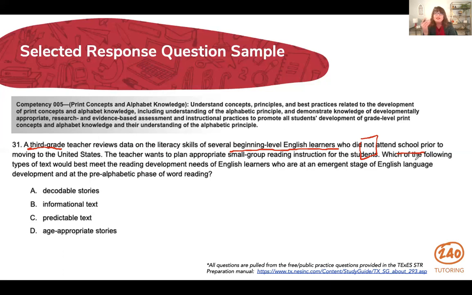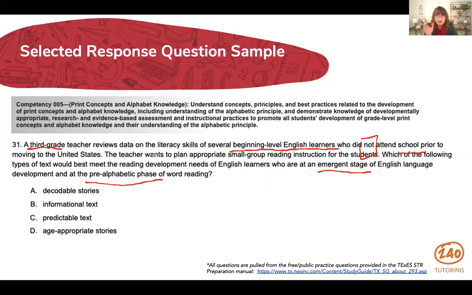Okay, so let's think about the group of students we're working with here. They're at the beginning level of English language learning, and since they did not attend school before moving to the United States, they did not have strong literacy skills in their first language either. So they don't have literacy skills in their native language or in English. So let's spotlight a few words. I already kind of did that for you, but we've got right here in the question who are at the emergent stage and pre-alphabetic phase of word reading. Okay, so really emergent here.